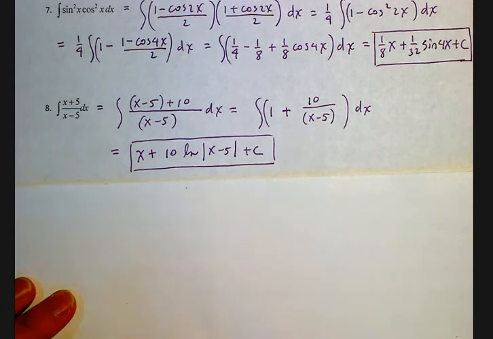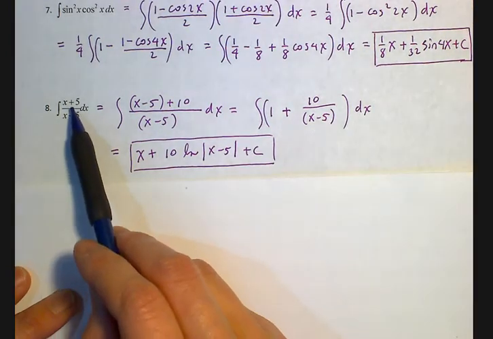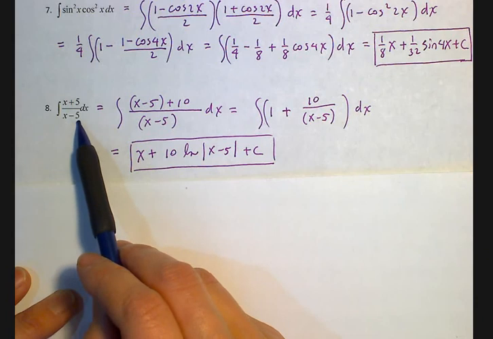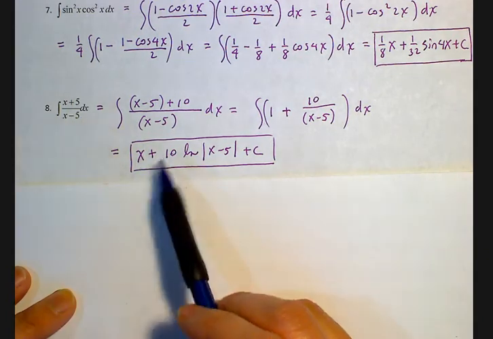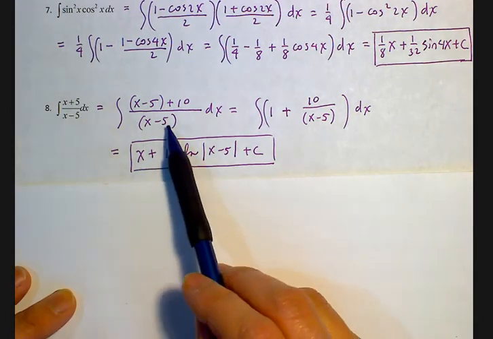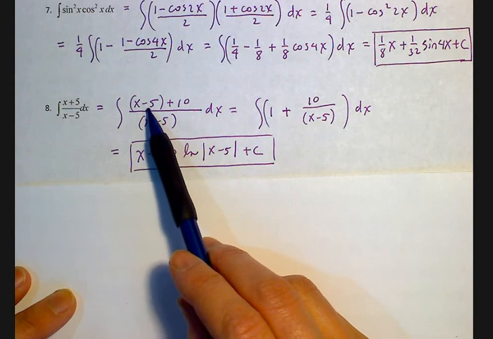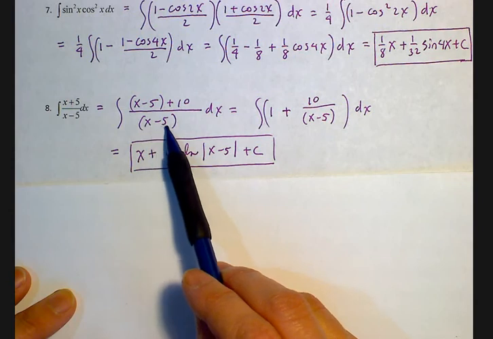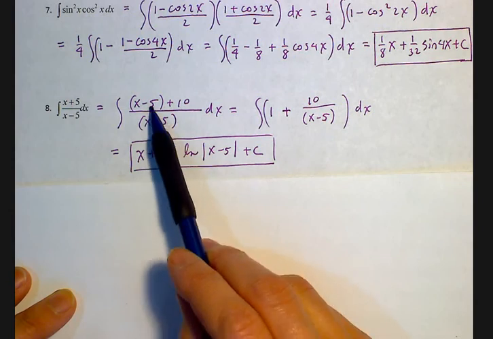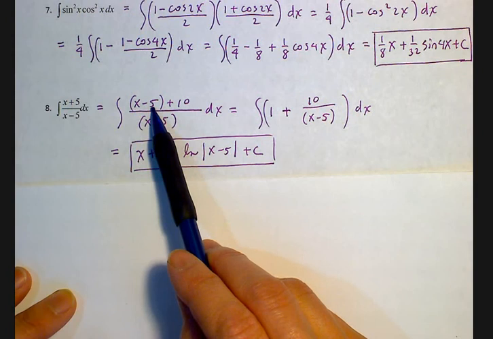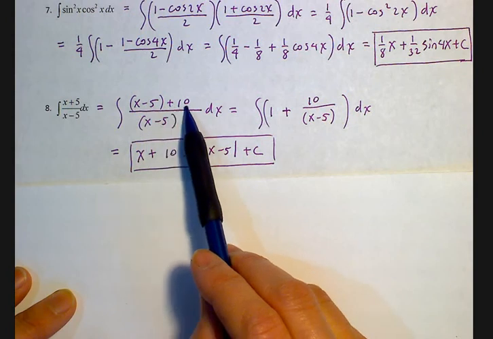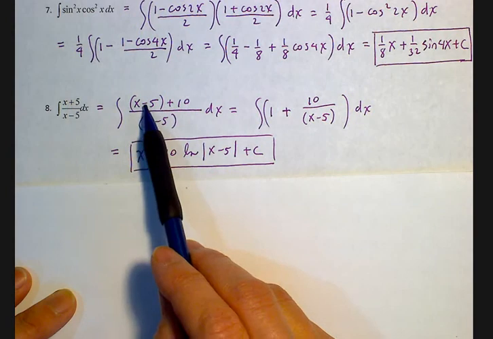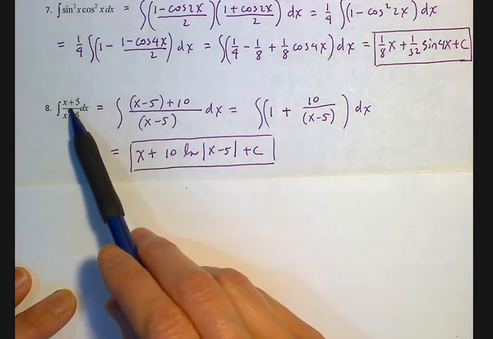Okay, for number 8, this is x plus 5 over x minus 5 dx. I'm going to use a clever technique here of making part of the numerator equivalent to the denominator. So I have an x minus 5 in the denominator, so I'm going to make the numerator an x minus 5. And I don't want to change the numerator, so I need to add a 10. And so if I simplify the numerator, I still get an x plus 5.